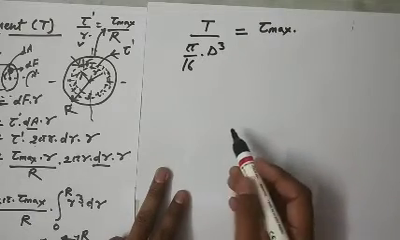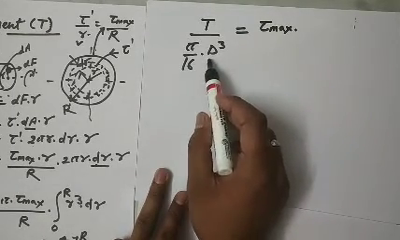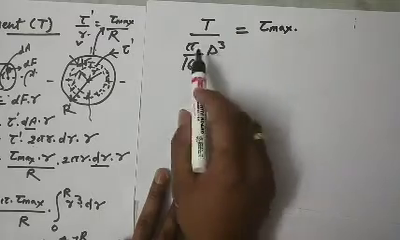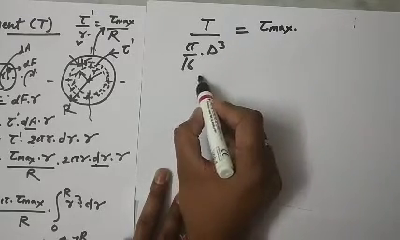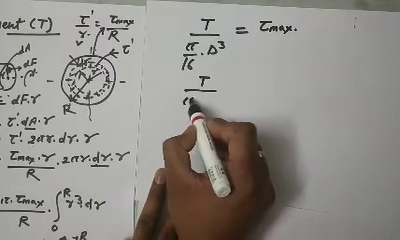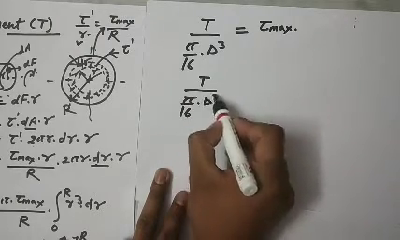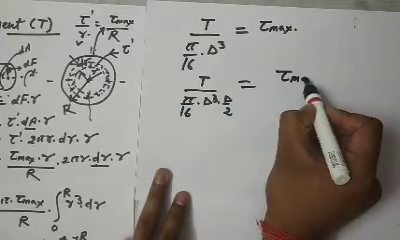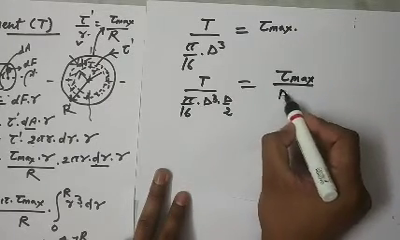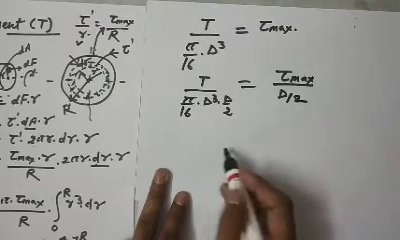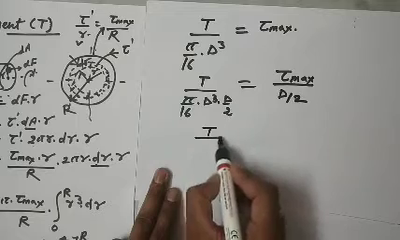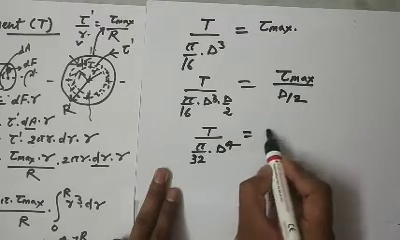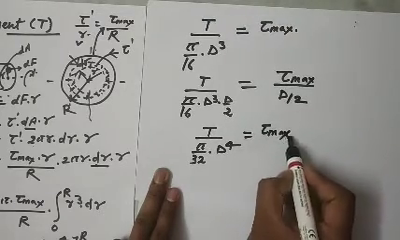If we divide by d by 2 on both sides, then this expression will be reduced to T upon pi by 16 into D cube into D by 2 equal to tau max upon D by 2, or it can be written as T upon pi by 32 D to the power 4 equal to tau max upon r.